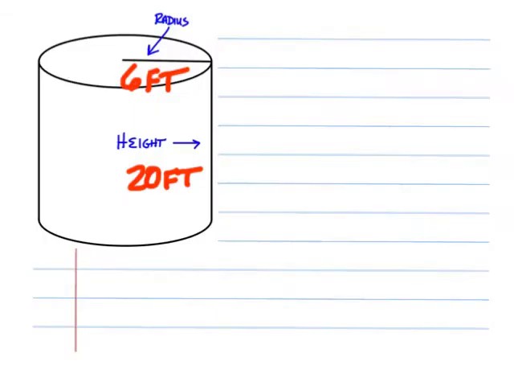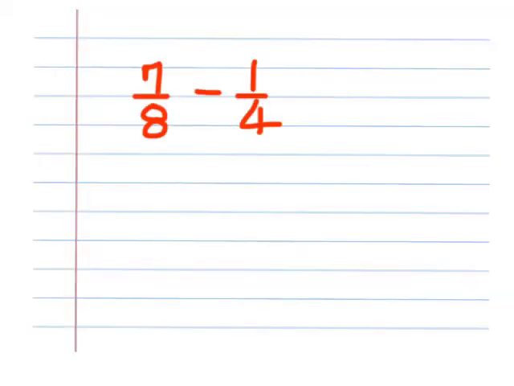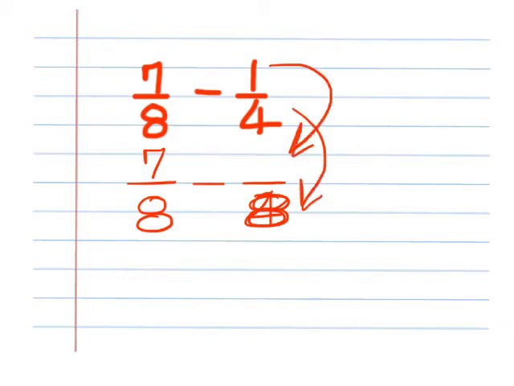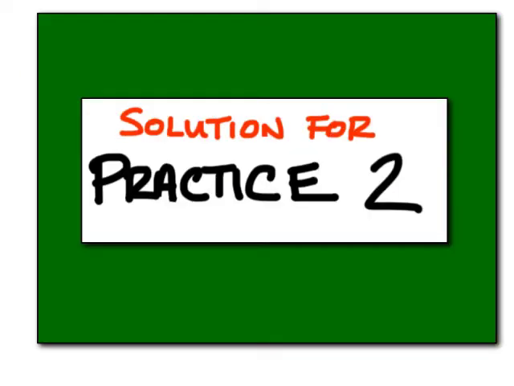Practice number 2. The cylinder has a radius of 6 feet and a height of 20 feet. Find the volume. Bonus number 3. 7 over 8 minus 1 over 4. For this one, you need a common denominator. The least common number between 8 and 4 for the multiples is what? 8. And I meant to write 8 here, so we'll just write over top of that. That is 8. You don't have to change the first one, it stays the same. But I multiplied by 2 here, so 1 times 2 is 2. Therefore, the final answer is 5/8.